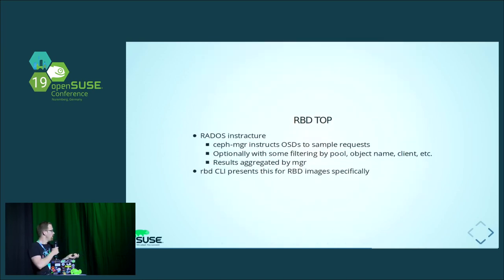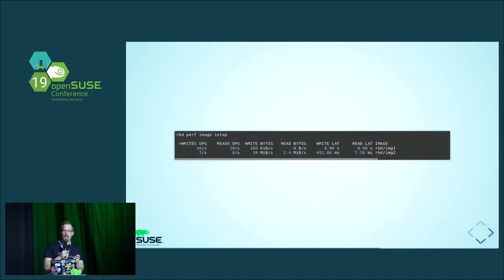Another improvement is the RBD top command. If you ever used any top command, you know what I'm talking about, how this is supposed to look. There you get some output and statistics about your RBD device, obviously. The command on the CLI, as you could guess, is of course called rbd perf image iotop, which makes total sense to me, because why shouldn't I call it rbd top if I could put perf image iotop? Yeah, nevertheless, hopefully that will change.